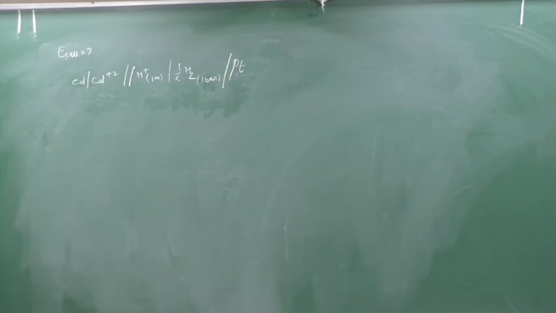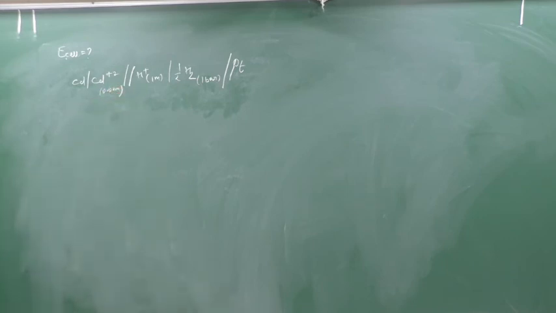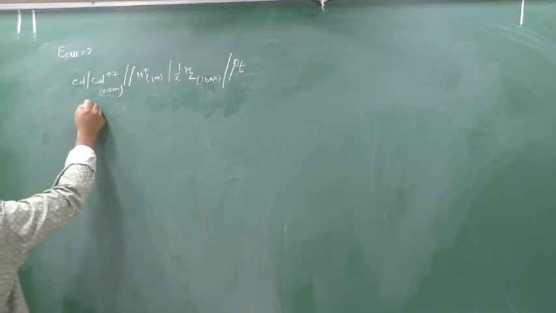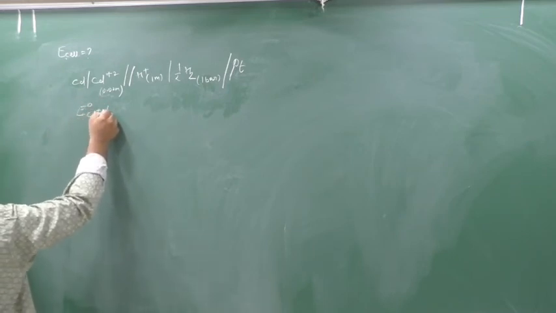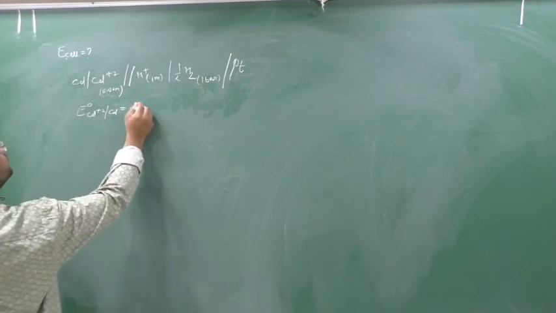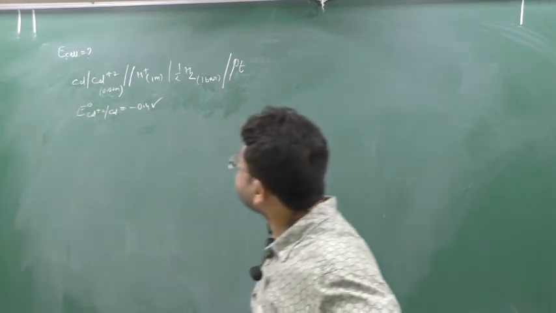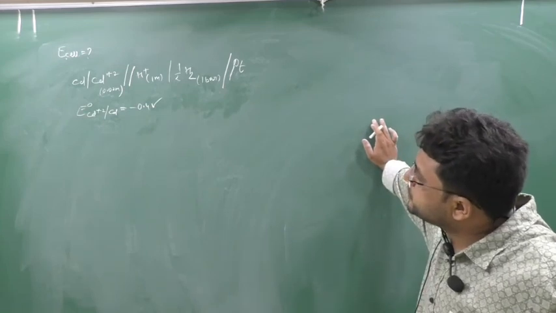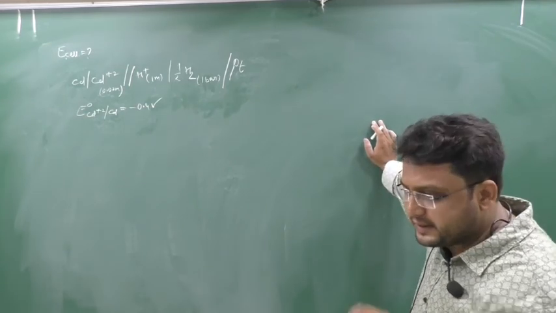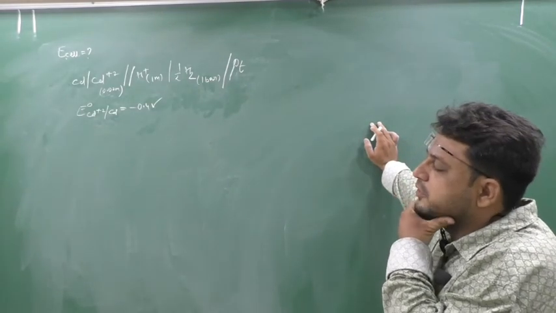And the concentration of Cd plus 2 they have given is 0.02 molar. They ask you to calculate E cell, and E naught cell for cadmium they have given is minus 0.4 volt. Okay, chalo. So this is your question. We have to find this. Cd slash Cd plus 2, H plus and half H2. So from here it is clearly understood that the cathodic portion is the hydrogen electrode, the standard hydrogen electrode.